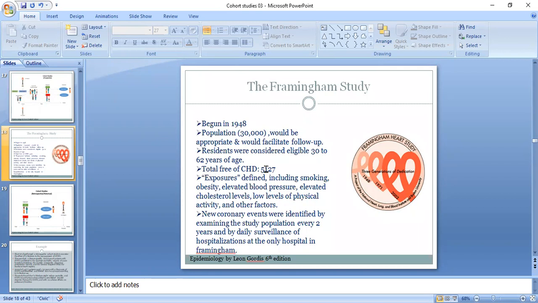So the total sample size selected in the Framingham heart study was 5127. These were individuals in the age range of 30 to 62 years, and they were free of coronary heart disease. Exposures were defined as including smoking, obesity, elevated blood pressure, elevated cholesterol level, low levels of physical activity, and other factors. New coronary events, or the outcomes, were identified by examining the study population every 2 years and by daily surveillance of the hospitalizations at the only hospital in Framingham.